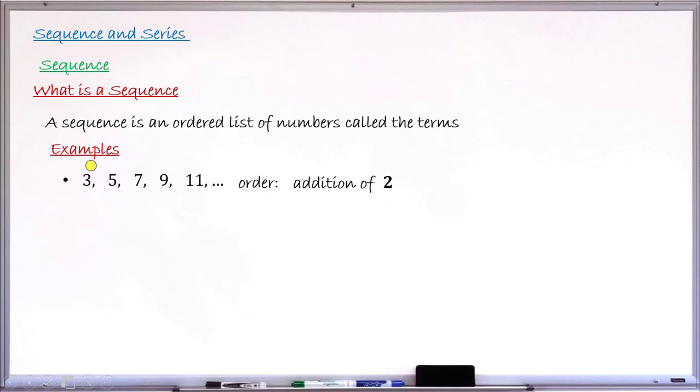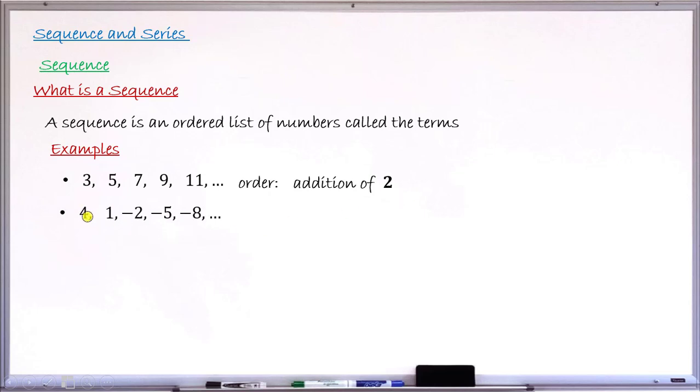That is, after the very first number, the first term, to get the next, you add 2 to this first term, and it will give you the next term. That is 5. When you add 2 to 5, it gives you 7, the next term. If you add 2 to 7, it gives you 9, the next term, like that. So this is the order. This is the criteria of making this list of numbers, that is, addition of 2.